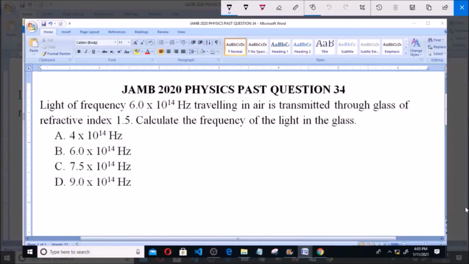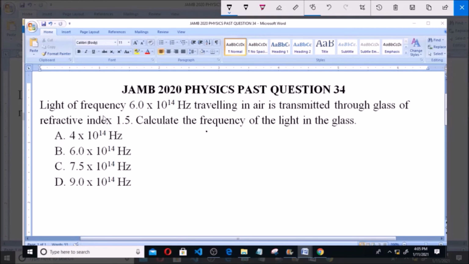I will be answering JAMB 2020 Physics Past Question 34. Light of frequency 6.0 times 10 to the power 14 Hz traveling in air is transmitted through glass of refractive index 1.5. Calculate the frequency of the light in the glass. A says 4 times 10 to the power 14 Hz, B 6.0 times 10 to the power 14 Hz, C 7.5 times 10 to the power 14 Hz, and D 9.0 times 10 to the power 14 Hz.